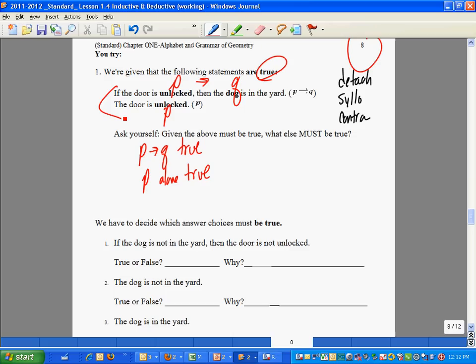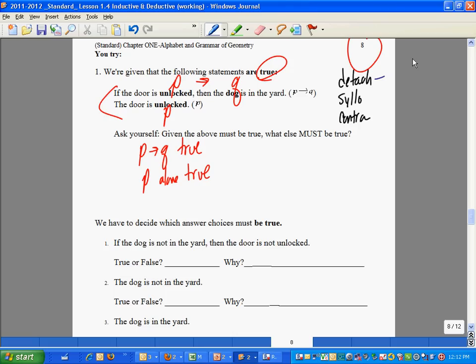So now we come here, and we take a look. You get these letters down. Dog not in yard. What kind of letter is that? That's a Q, but do you see the word not? So it's an opposite Q. Got to watch for those little itty bitty words. Door unlocked, do you see the word not? So it's opposite P. Is that on your list? Yes, it's true, because it is a contrapositive. I'm just going to write contra.